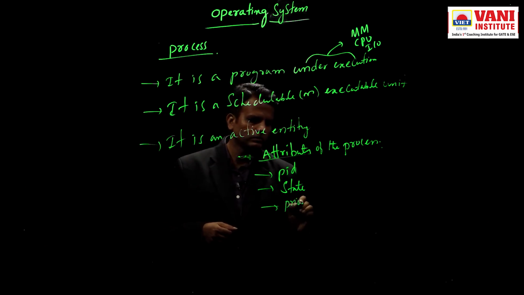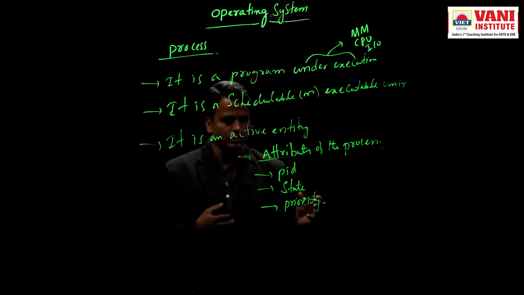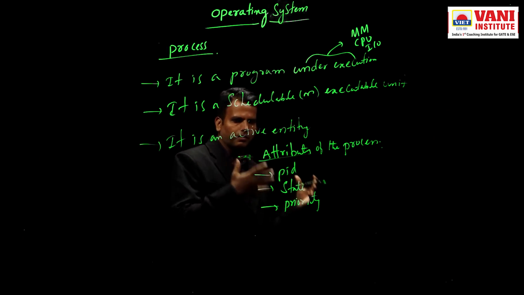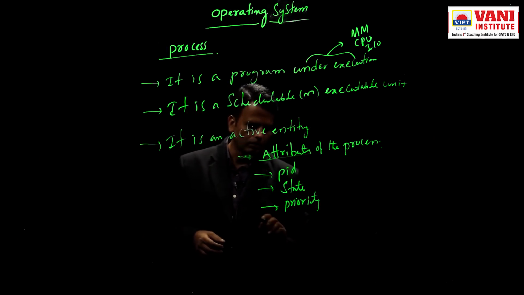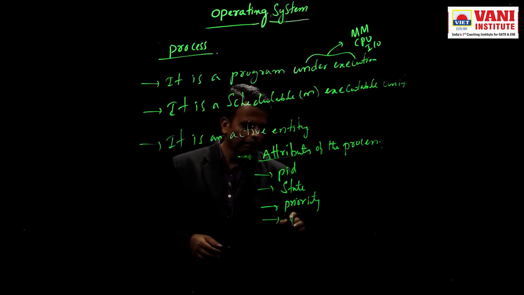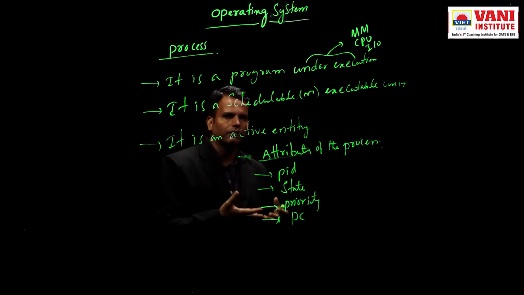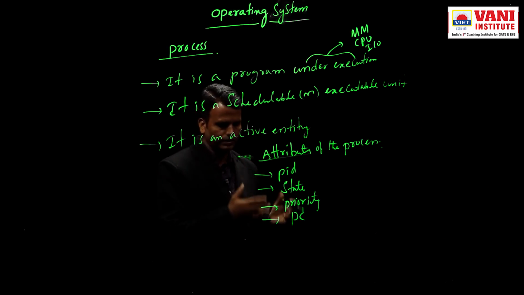Priority. What is the priority of a process right now? It is higher or lower as compared with the other process. Okay, the next one, program counter. Program counter means what? It will show which next instruction the process wants to execute.